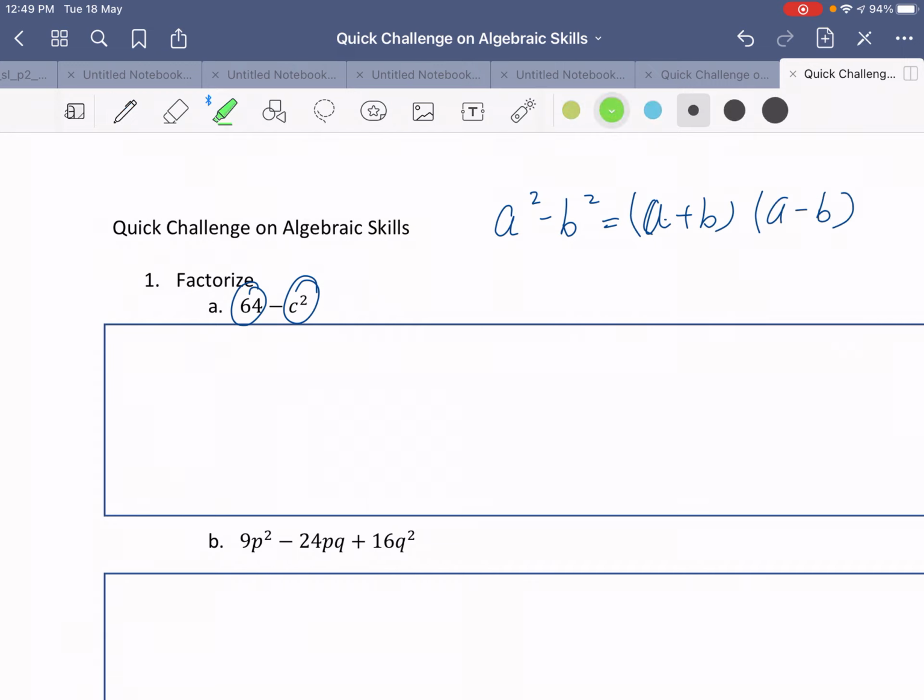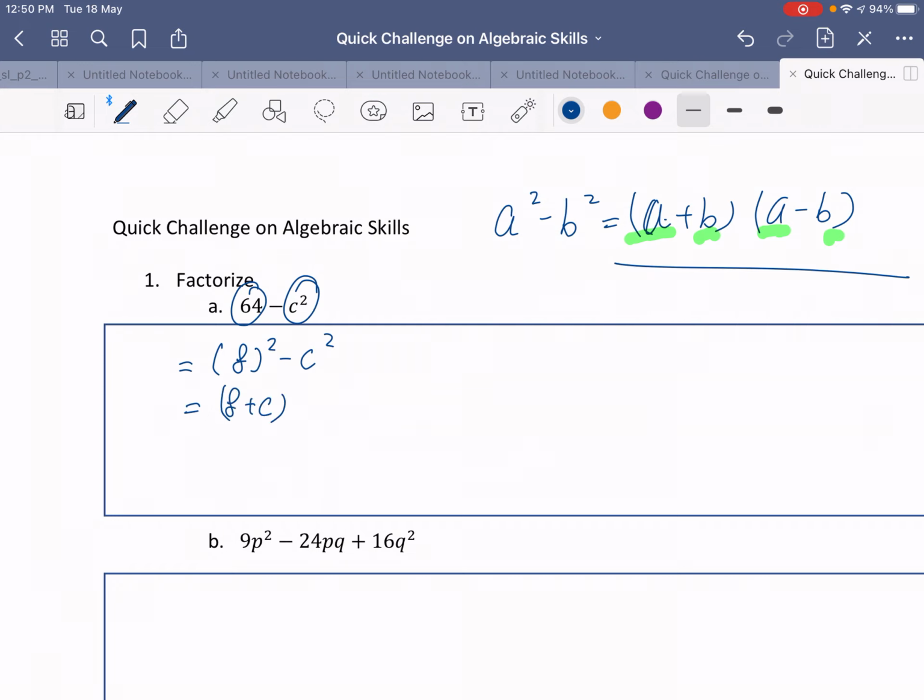Look at that, it is just a and a, b and b, the same thing, just one plus and one minus in two brackets. So what I do is put them together and put it into the situation we have. So we will have 8 squared minus c squared. But that is not enough because we need to change it into this version. So we will have 8 plus c and 8 minus c. That is the final answer. Just doing this is not a factorization.